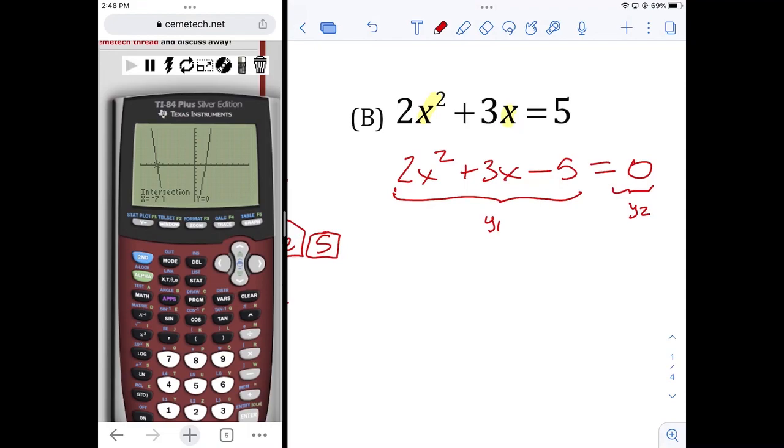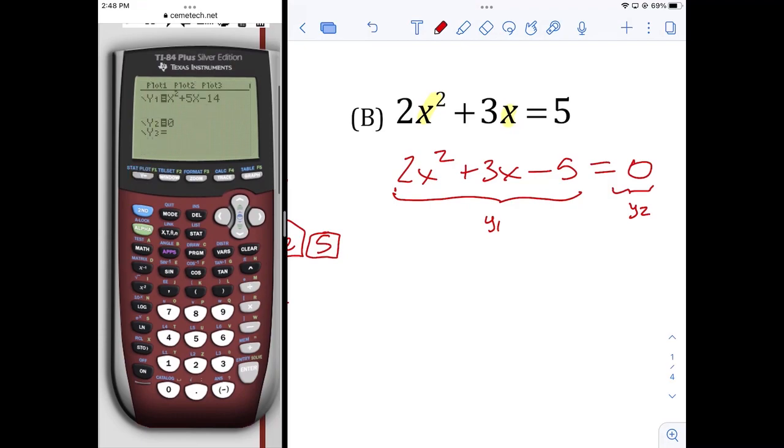I'm going to do it quietly over here. You can just hit clear to clear out your Y1.